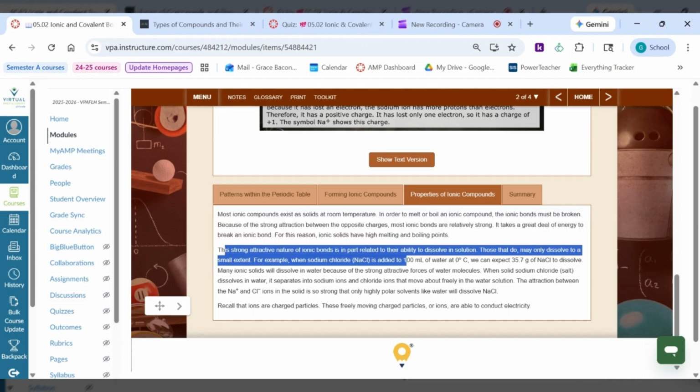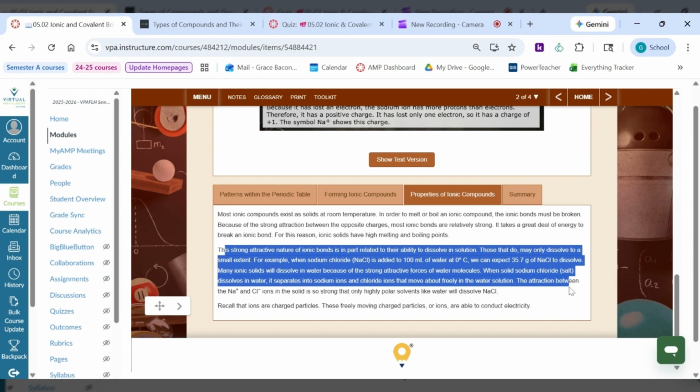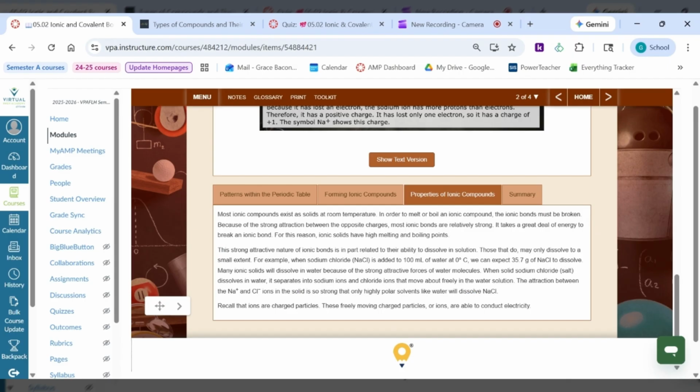This strong, attractive nature of ionic bonds is in part related to their ability to dissolve in solution. Those that do may only dissolve to a small extent. For example, when sodium chloride is added to 100 milliliters of water at 0 degrees C, we can expect 35.7 grams of NaCl to dissolve. Many ionic solids will dissolve in water because of the strong attractive forces of water molecules.